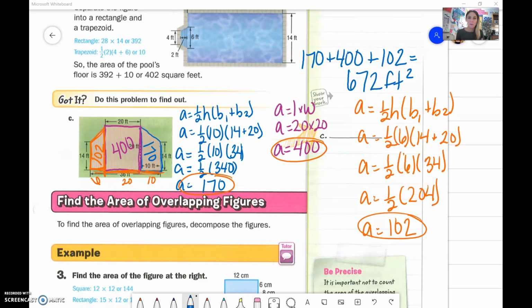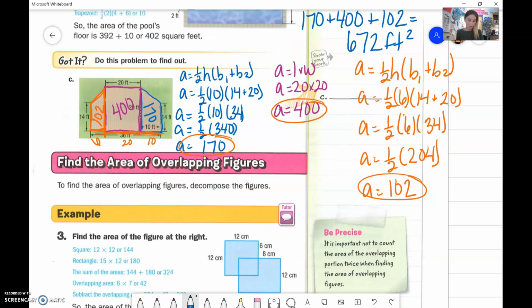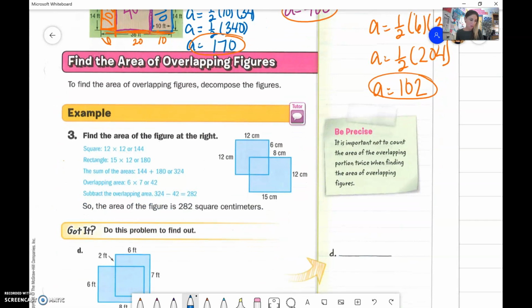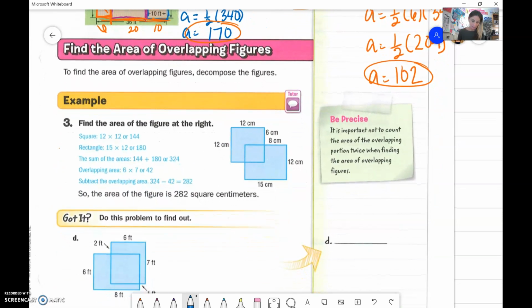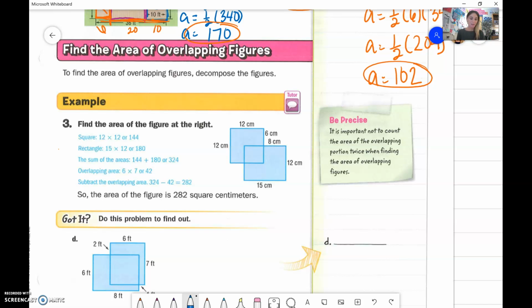Okay, here we are continuing on part 2 of lesson 6, chapter 9. So, taking a look at this bottom part on page 719, we are going to find the area of overlapping figures and decompose the figures. Basically, we are going to get two composite figures, or two figures that are overlapping, and we're trying to figure out the area. Now, obviously, with an overlapping area, we have to figure out how we can take away that overlapping area.